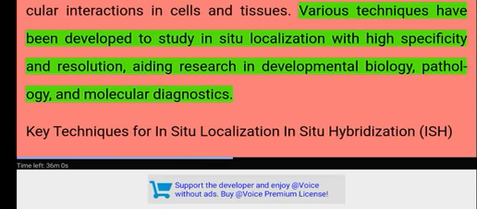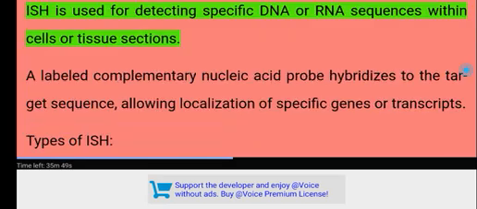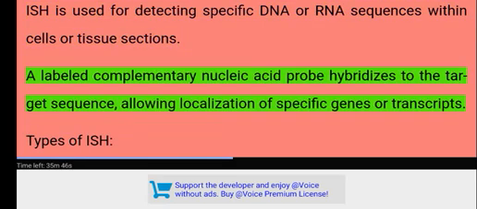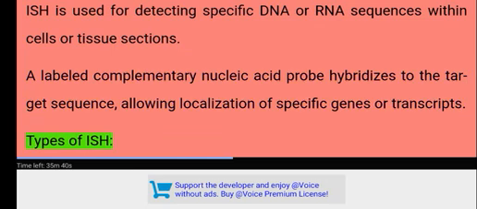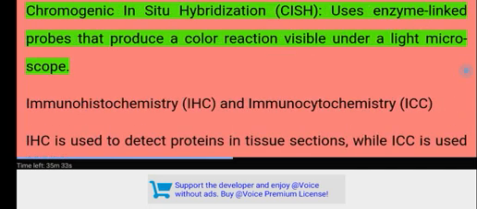pathology, and molecular diagnostics. Key techniques for in situ localization: in situ hybridization (ISH). ISH is used for detecting specific DNA or RNA sequences within cells or tissue sections. A labeled complementary nucleic acid probe hybridizes to the target sequence, allowing localization of specific genes or transcripts. Types of ISH: fluorescence in situ hybridization (FISH) uses fluorescent probes to detect nucleic acids, commonly applied in chromosome mapping and detecting genetic abnormalities. Chromogenic in situ hybridization (CISH) uses enzyme-linked probes that produce a color reaction visible under a light microscope.